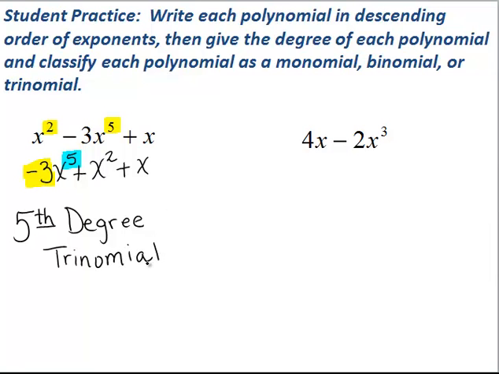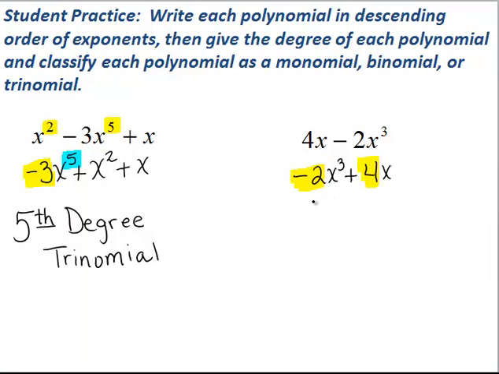Looking at our next example, we will first write it in descending order. So again, the biggest power here is this 3. So I will write negative 2 x to the 3rd plus 4x. Now again, looking at the coefficients, the coefficient of x cubed is negative 2, and the coefficient of the 4x is positive 4. So now we're going to classify this by degree and whether it's a monomial, binomial, or trinomial.